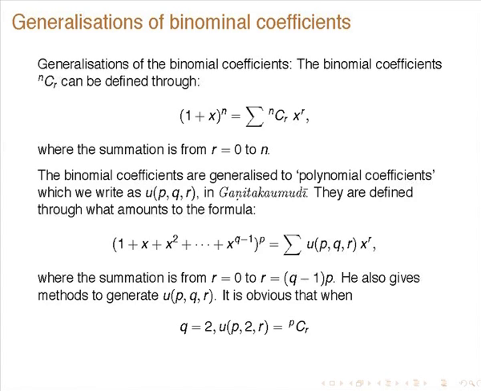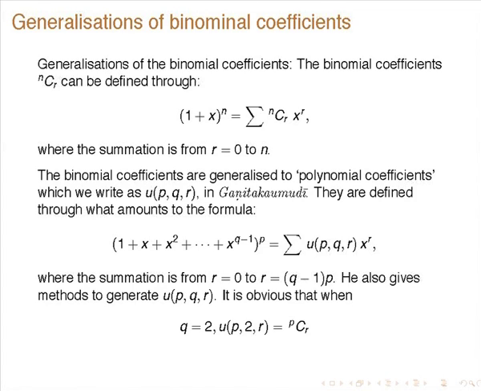So now he is generalizing it to polynomial coefficients in Ganitakaumudi. What it does is take (1 + x + x squared + etcetera + x to the power of q minus 1) whole to the power of p. Here only the first power of x is coming, now you are going up to q minus 1th power. So you can write it as the sum of u(p,q,r) x to the power of r, because here only n is there, one index, while here p and q are there. They also fixed these things. R of course varies, where the summation is over r, because the highest power here is p into q minus 1.